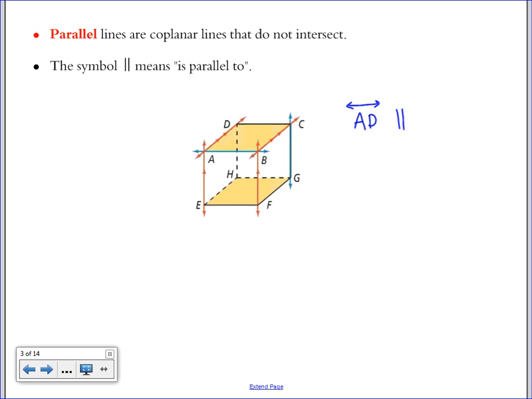And of course, if you look at the top of this box, another line that does not intersect AD and runs the same direction is BC. So they'll never intersect and they're on the same plane. That's what coplanar means. There are other pairs of parallel lines here. For example, AE, which is a line down the front of this cube, is parallel to BF. And there are many other pairs of parallel lines, but those are two.